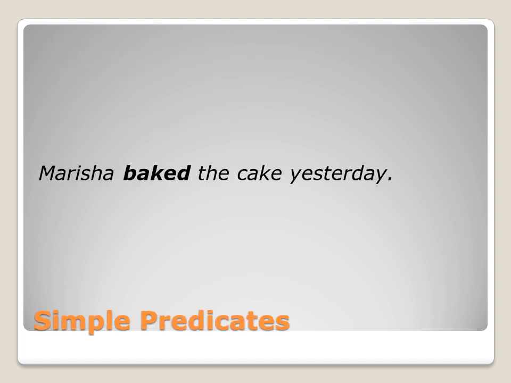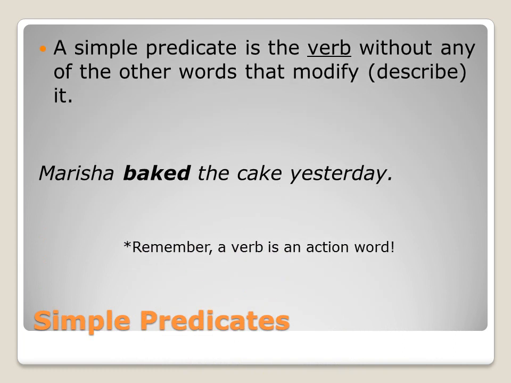Let's start with simple predicates. A simple predicate is the verb without any of the other words that modify or describe it. Marisha baked the cake yesterday. Remember, a verb is an action word. Baked is our verb. That's it. Baked, therefore, is our simple predicate. It's simple.